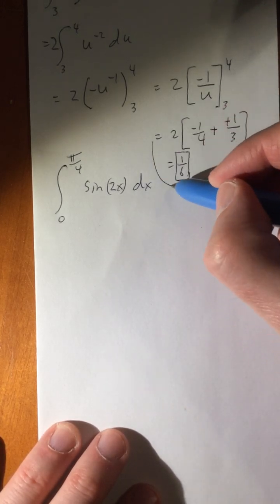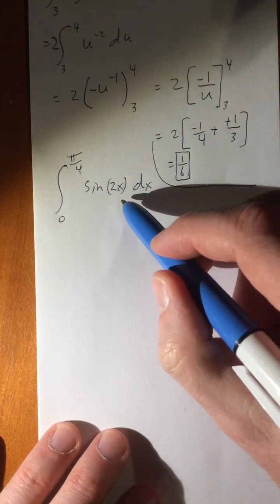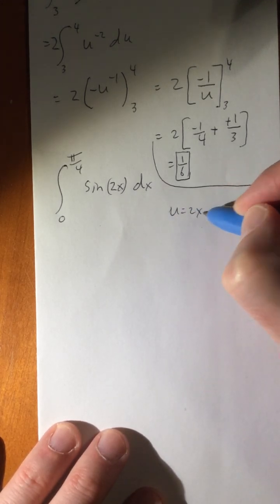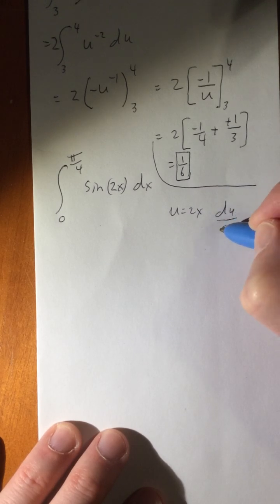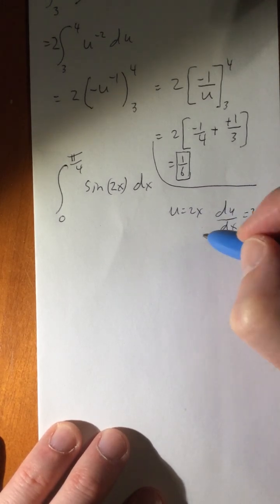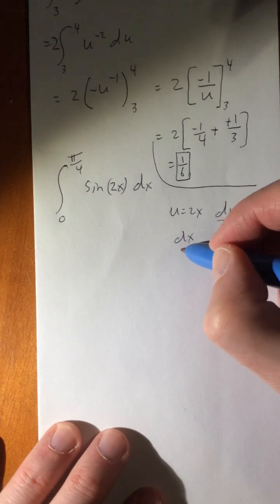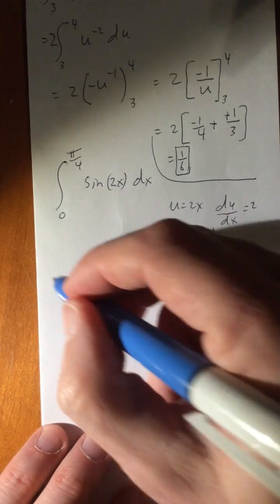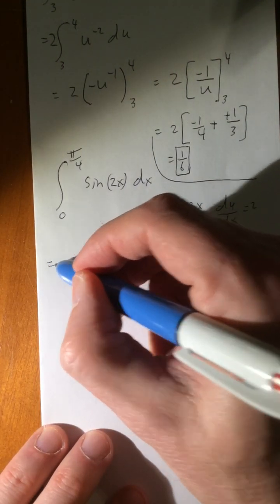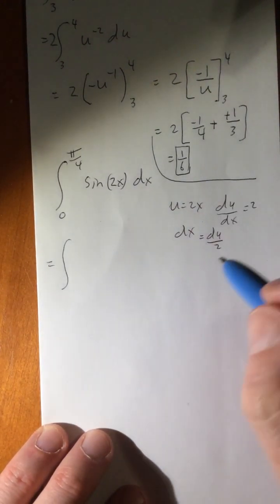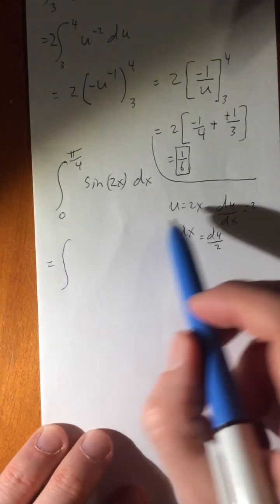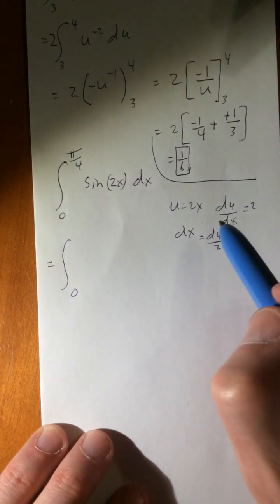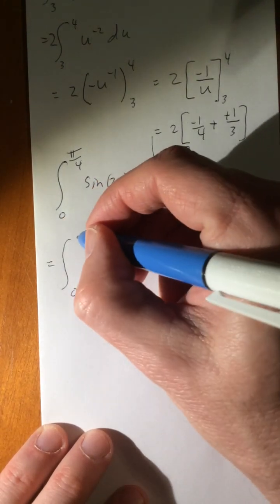Okay, so seal that off right there. So we have an inner function which is 2x. So we got u equals 2x, du dx equals 2, and dx equals du over 2. So we have the integral. And again, as usual, we're going to plug this right in here. So 0, 2 times 0 is 0. Plug in pi over 4. 2 times pi over 4 is pi over 2.